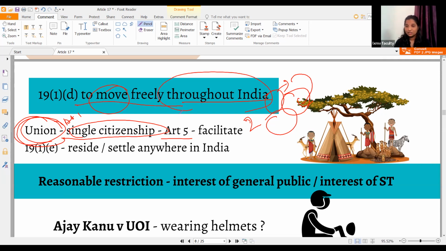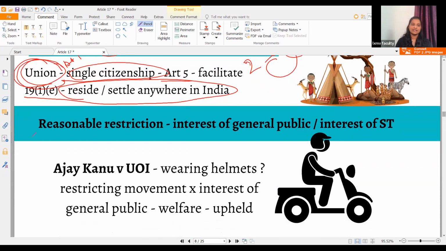And this freedom is closely related to your next freedom, which is the freedom to reside and settle anywhere in India. If you're not allowed to go inside a state, then where is the question of settling down in that state? So these two are closely related. But again, as ma'am told, it is not an absolute right. It has reasonable restrictions on two things. One is in the interest of the general public, which in COVID situations, movement was restricted, right? So it is supported by this reasonable restriction. It is justified here. But the second one is the interest of scheduled tribes.